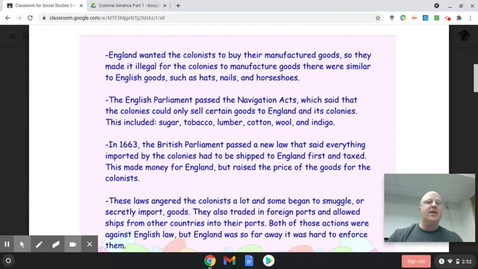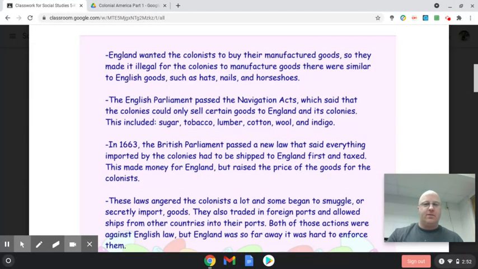So they said it was illegal for the colonies to make things that were being made in England, like hats, nails, horseshoes, those type of things. They said if we make them here in England, you can't make them, because if you can't make them, you have to buy them from us. So that's one way they made money.